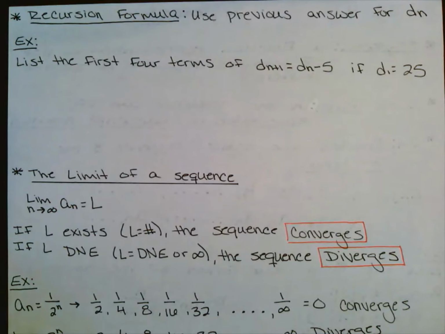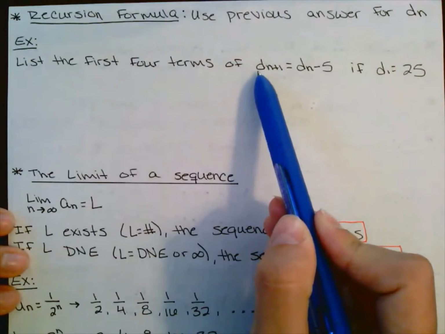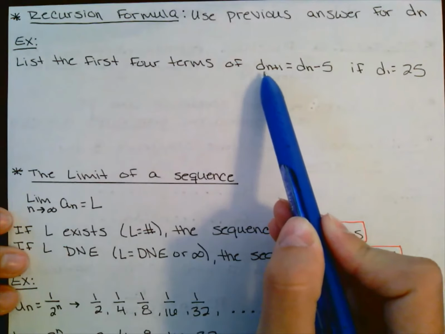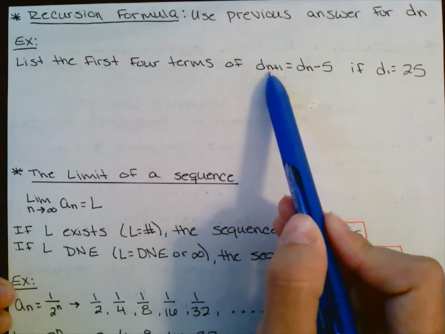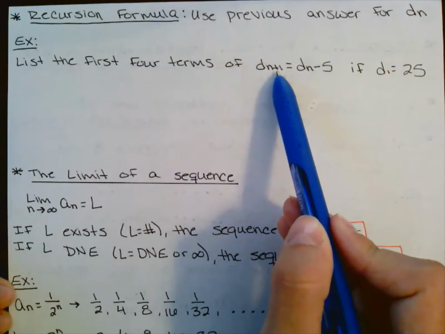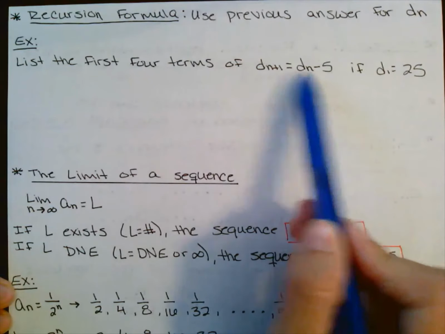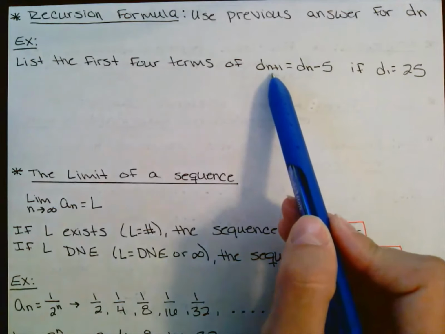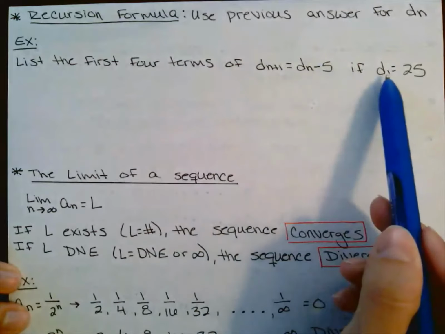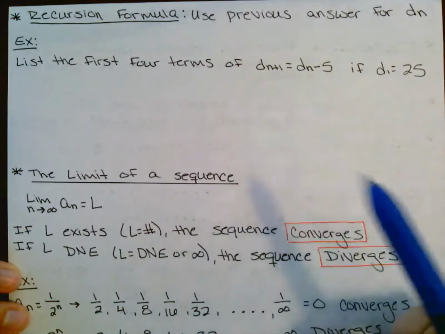So whenever you see this notation here of d sub n plus 1, it can be a sub n plus 1 also, and any letter can be here. But this n plus 1 in the subscript means that this is going to represent the following term, right? The plus 1 means the upcoming term. When this happens, they have to give you whatever the previous term was.